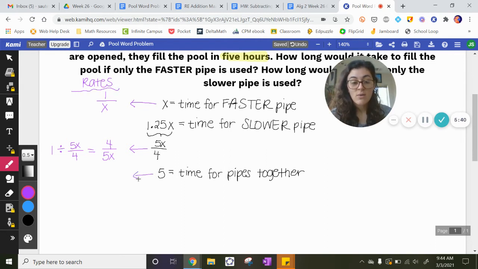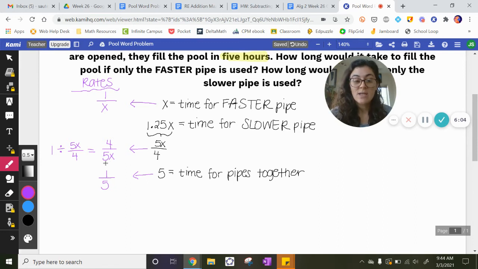And then together we know that both of the pipes together can fill 1 pool every 5 hours. So I'm going to do 1 over 5. My fast pipe can fill 1 pool every x hours. My slow pipe can fill 4/5 of a pool every x hours. And my pipes together can fill 1 pool every 5 hours.